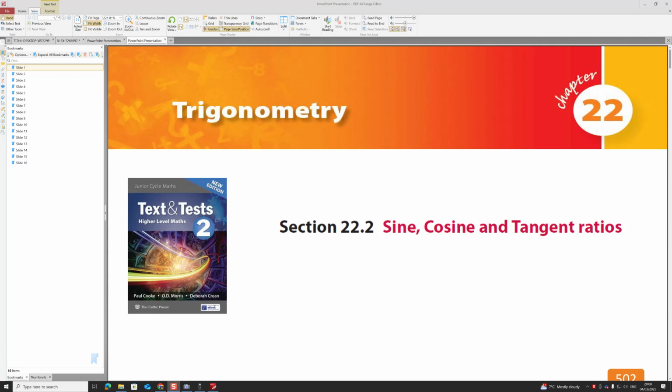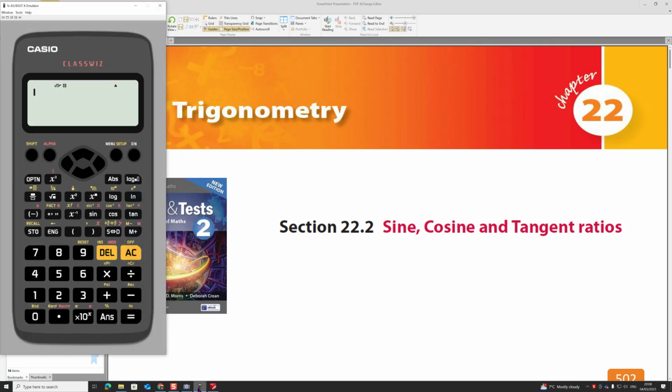Okay, and so it's about the right angle triangle, and it's defining three very important functions called sine, cosine, and tangent. Shortened on the calculator to SIN, COS, and TAN. Sine is pronounced the same, cos is pronounced like cosine, and tan is pronounced tangent. So these are abbreviations for these words.